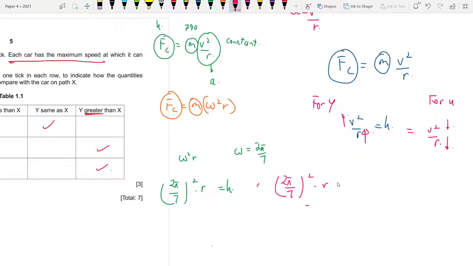So since x has a lower radius, the value of this whole thing will decrease, right? But for y we actually have a greater radius, okay? For y we have a greater radius, so the value would inherently be greater. Now how can we make sure we balance this?